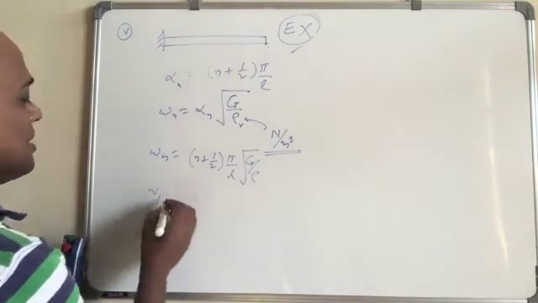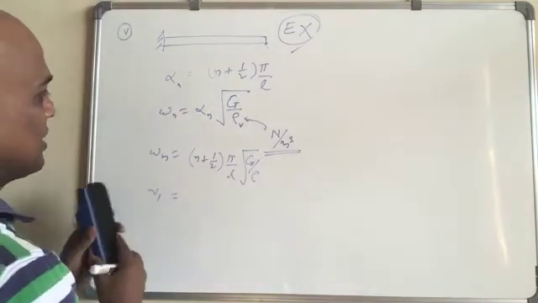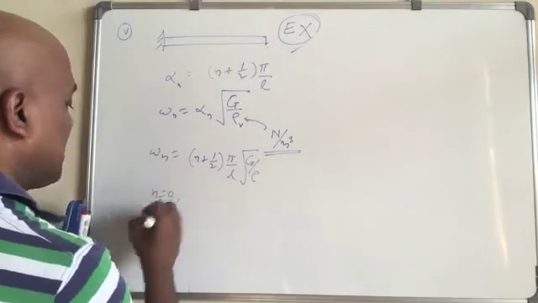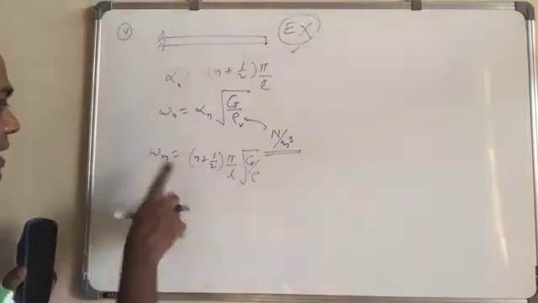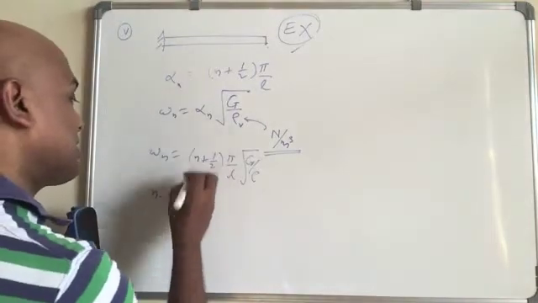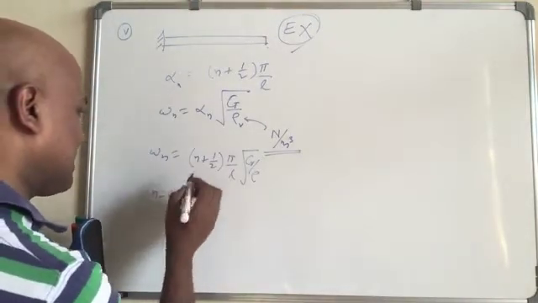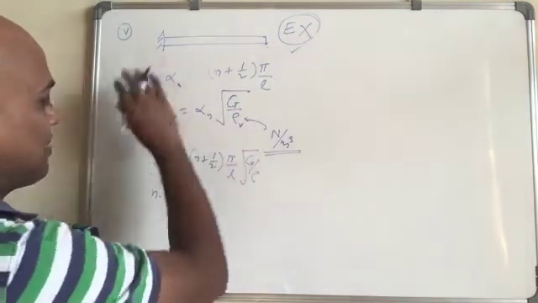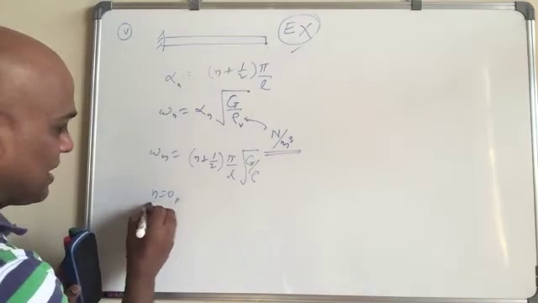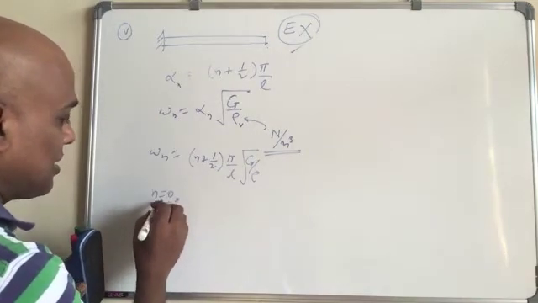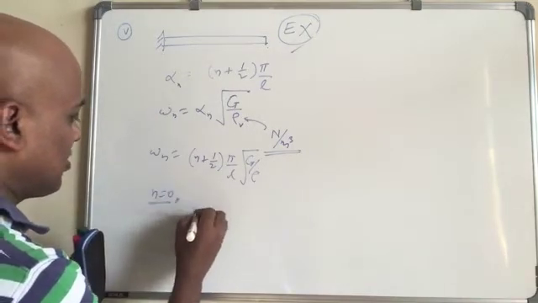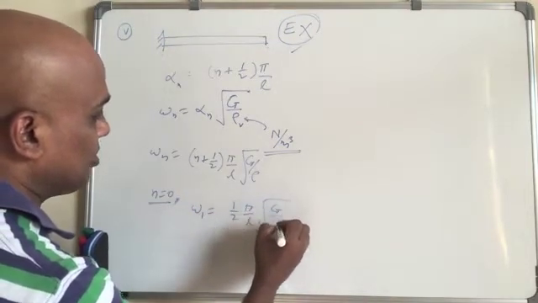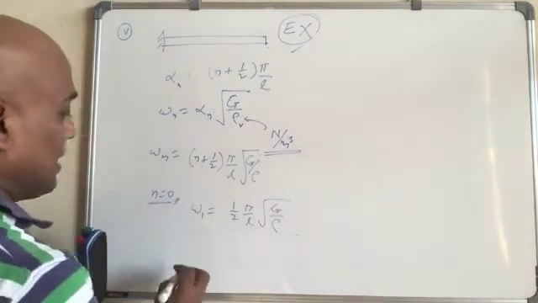Omega 1, the fundamental, is the minimum one. The fundamental will be n equal to 0. In a previous question also, the fundamental is n equal to 0, not n equal to 1, so please replace that. Whatever value you get here, the same will be applicable there. I made a mistake, so instead of n equal to 1, it will be n equal to 0. So omega 1 equals half pi over L root G over rho will be the answer.